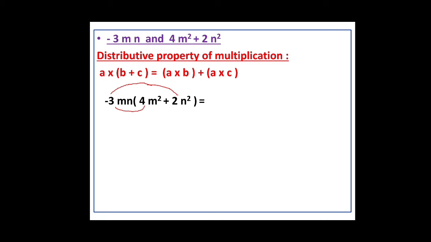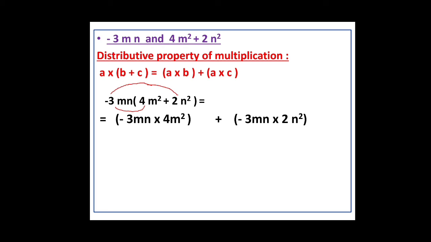First we are taking a into b. That means minus 3mn into 4m square. Here a represents minus 3mn and b represents 4m square. Next, plus again a into c: minus 3mn into 2n square.